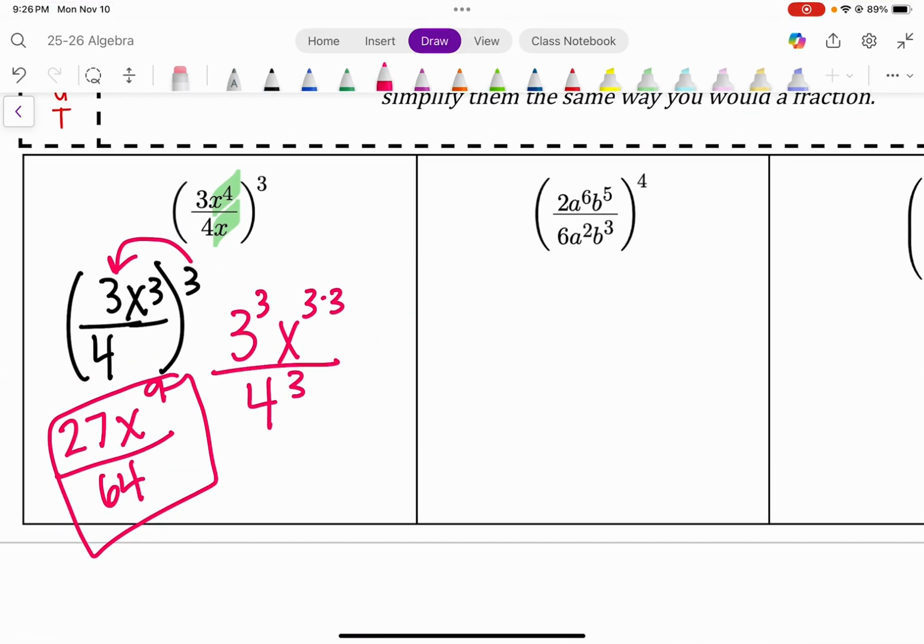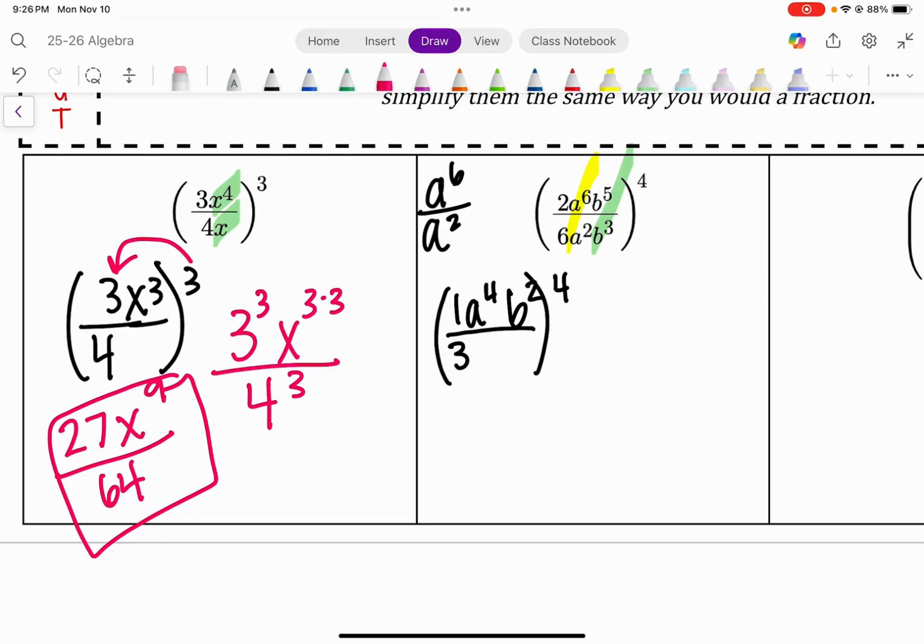Okay, next I'm going to simplify first. Let's see, 2 over 6 would be 1 over 3. And then I've got A's and B's. So my A value, I have A to the 6 divided by A to the 2nd. So we're just going to subtract there. A^4 in the numerator, B^2 in the numerator. And that's all going to get raised to the 4th.